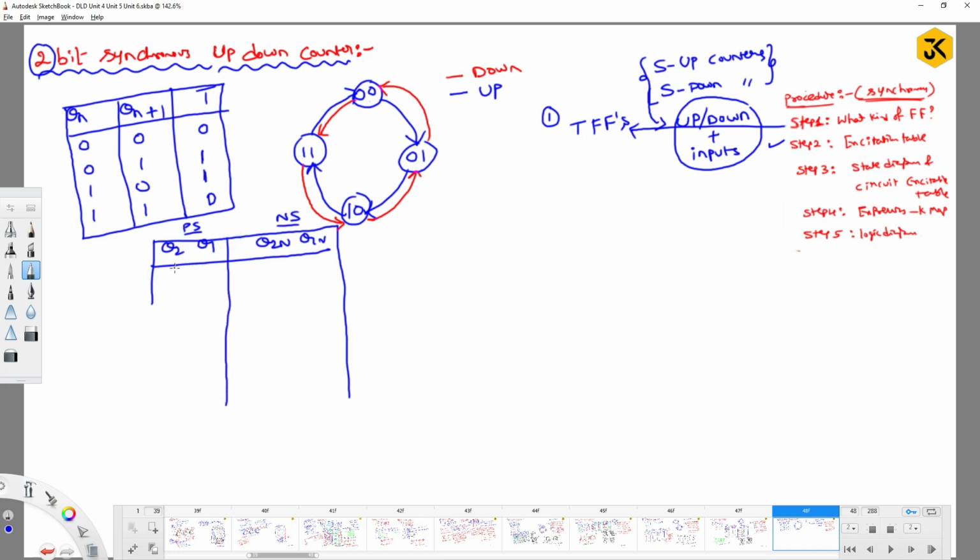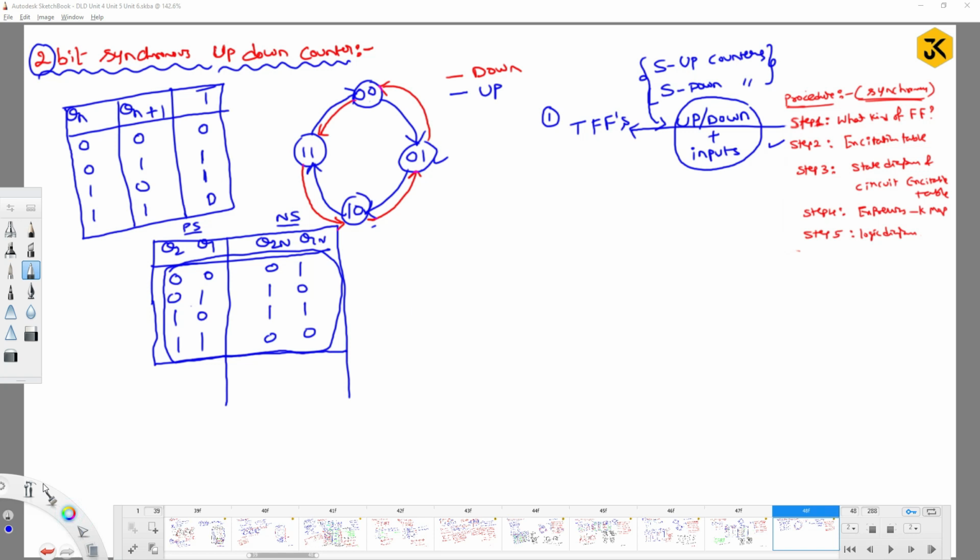So I have 0 0 as one possibility, 0 1, 1 0, and 1 1. If 0 0 is the present state, what will be the next state? 0 1. If 0 1 is the present state, the next state is 1 0. If 1 0 is the present state, the next state is 1 1. If 1 1 is the present state, the next state is 0 0. So these are the possibilities for the up counter, which I write in blue color for your understanding.